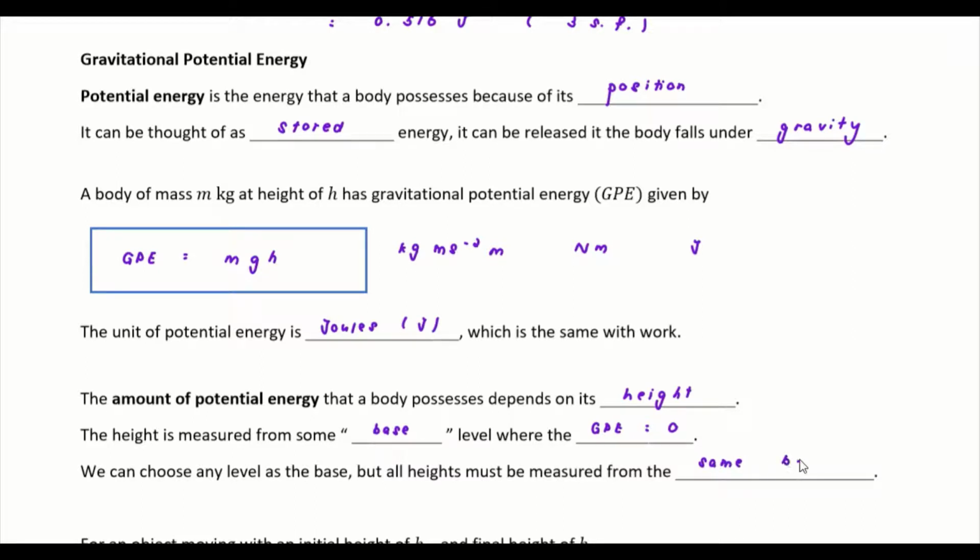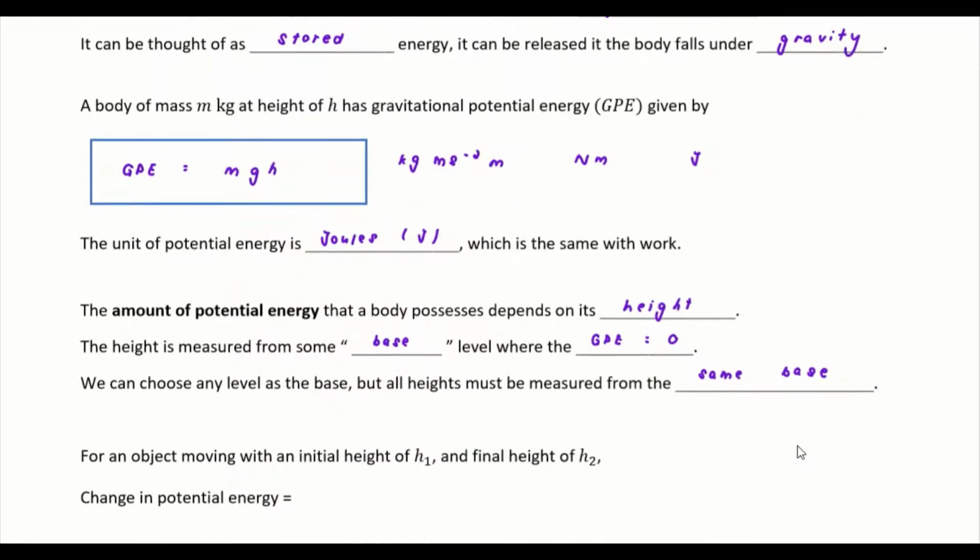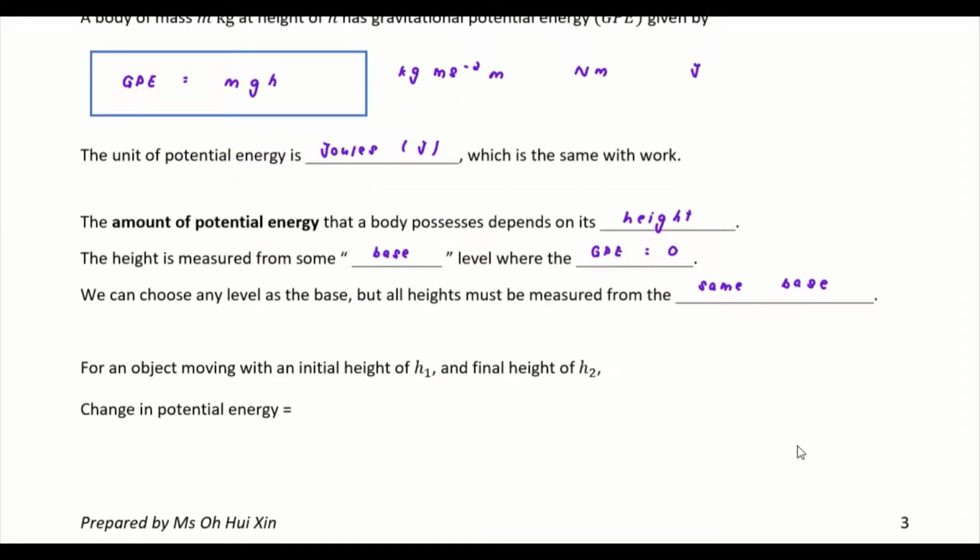So if you have different heights, it's your choice to determine which is your base level. But just make sure that when you calculate your height, especially when you are finding the change in your potential energy, you must be using the same base level.